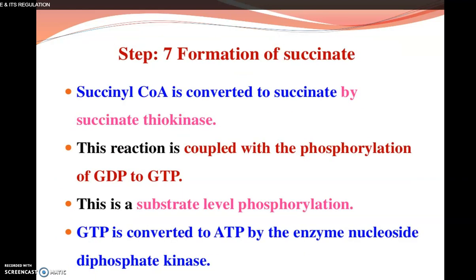Step 7, formation of succinate. Succinyl-CoA is converted to succinate by an enzyme named succinate thiokinase. This reaction is coupled with phosphorylation of GDP to GTP. This is a substrate level phosphorylation. Now GTP is converted to ATP by the enzyme nucleoside diphosphate kinase.